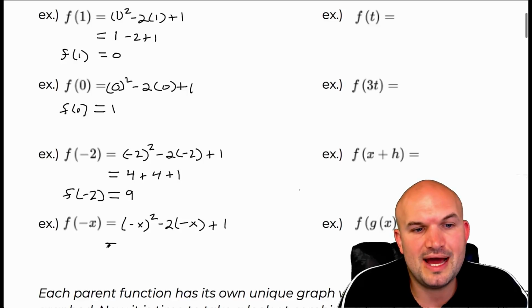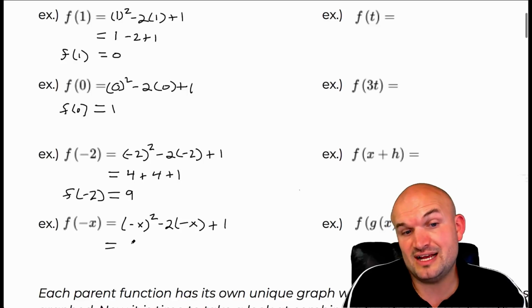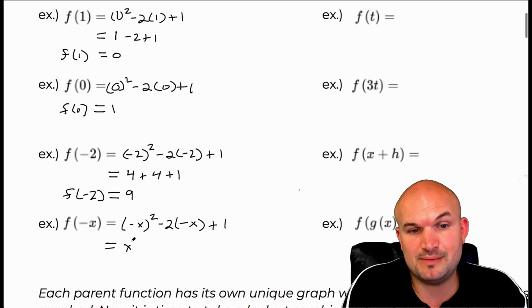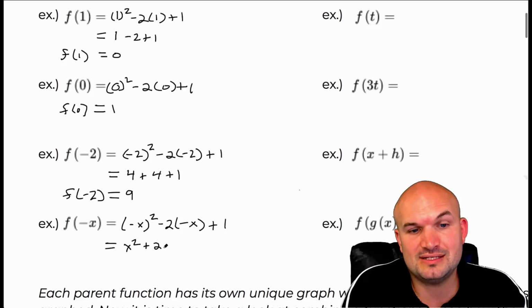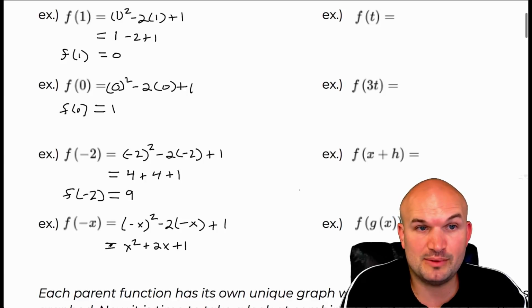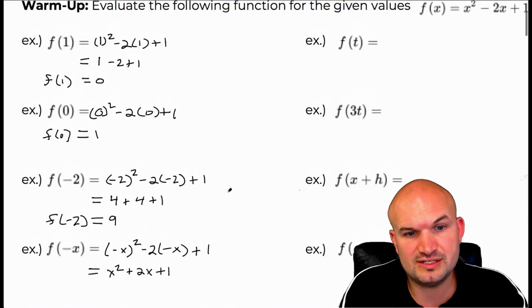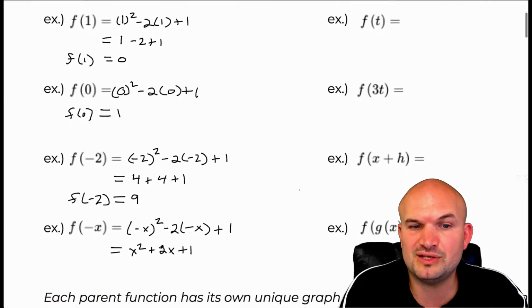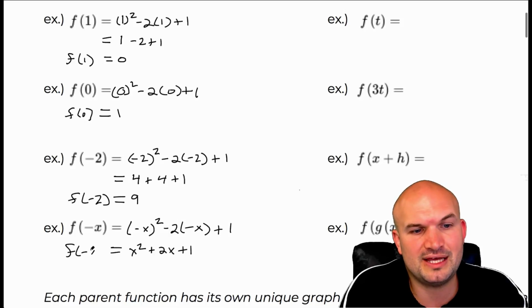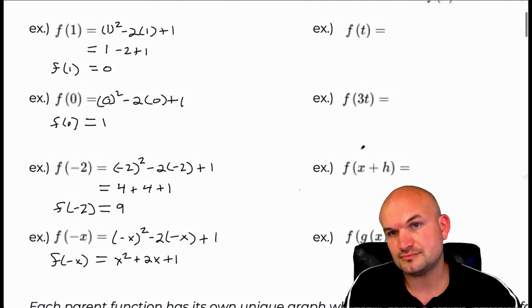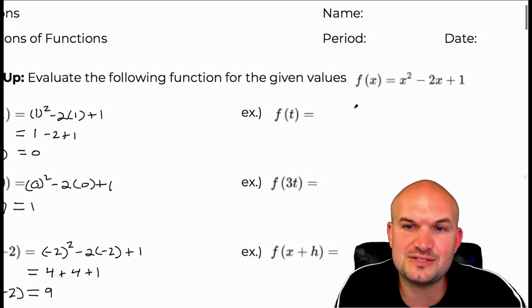Okay, so now negative x squared is negative x times negative x, which is just going to be a positive x squared. Negative 2 times negative x is going to be a positive 2x, and then plus 1. So now you can see we have this nice little trinomial, which is very similar to the other one, but you can see there's a change in signs, and that's going to be something that comes up later in this section. All right, for the next one, we have f of t.